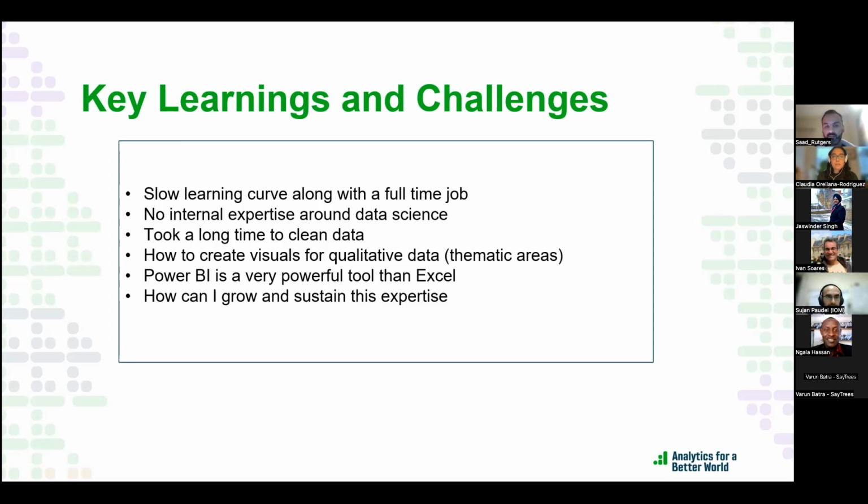And third, last but not the least, is how can I grow and sustain this skill and expertise, given that there is no expertise internally in Rutgers? How can I share all of these insights internally? Or is it something that I can start and take to the leadership and say that, hey, maybe we can be a more data-driven organization.